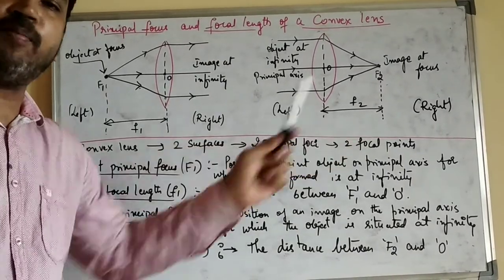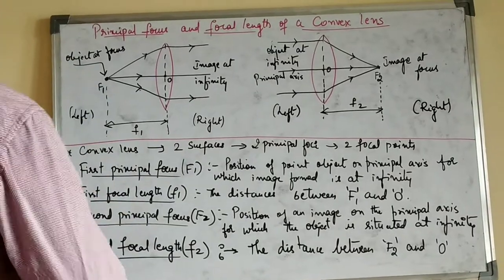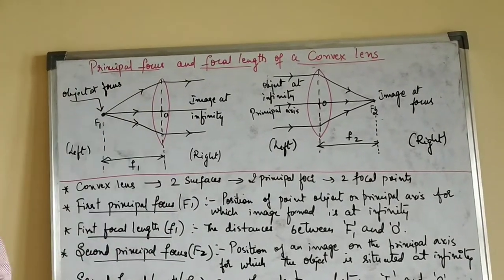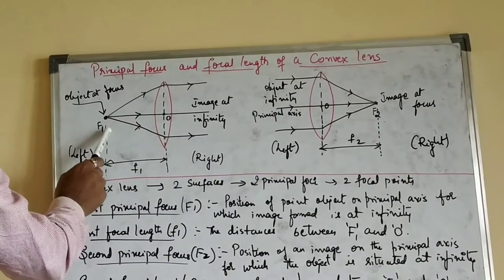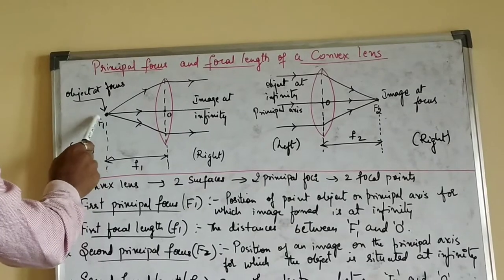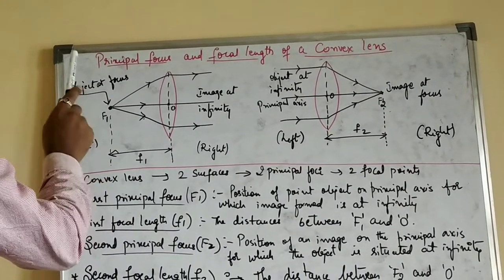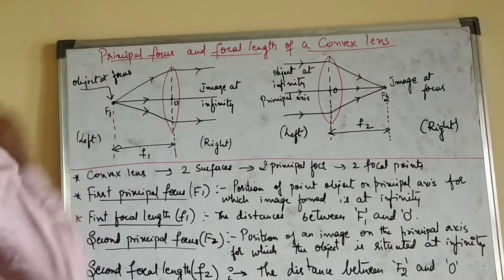Now carefully observe here, this is the convex lens. To the left side, always to the left side, you have F1, which is called the first principal focus. The first principal focus F1 is always on the left side of the convex lens.